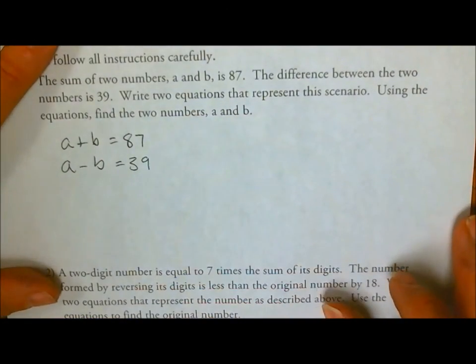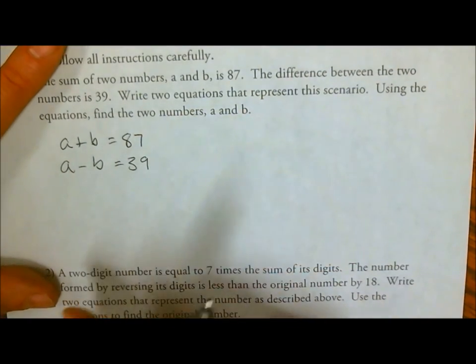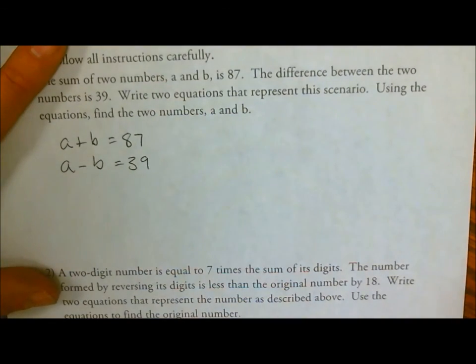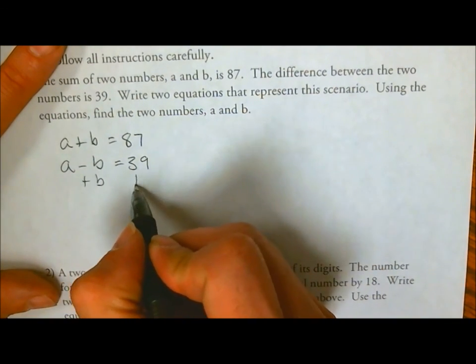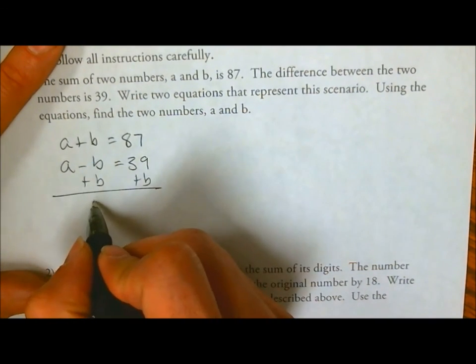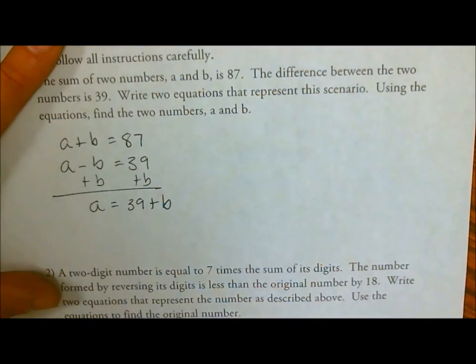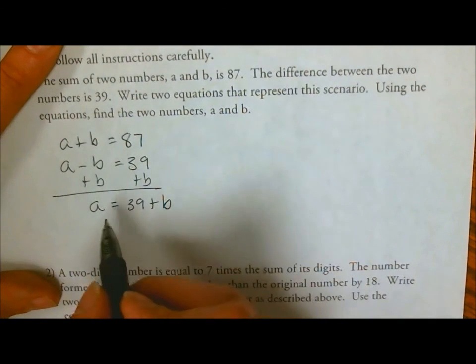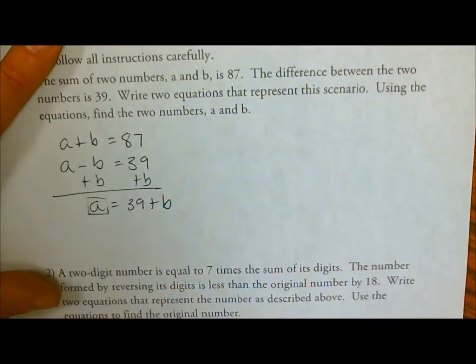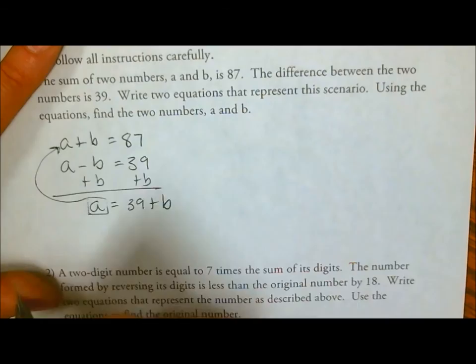Now I can do this by substitution. I can solve one of these for A or B right off the bat. It's not going to give me a number, but it will give me something for A or something for B. I'm going to choose to solve this bottom one. If I add B to both sides of the equation, I get A equals 39 plus B. See, I didn't get a number. I have something involving B over here, but I know what A is. So I'm going to take that A and I'm going to substitute it into the other equation.